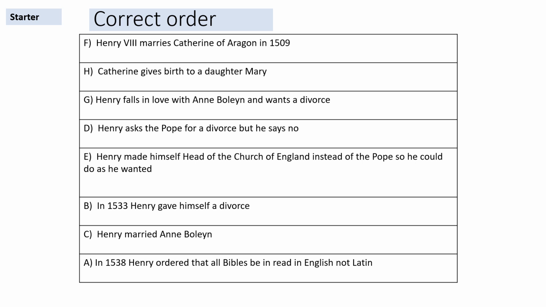He said no. Henry made himself head of the church. In 1533, Henry gave himself a divorce. Then Henry married Anne Boleyn, and in 1538, Henry ordered all Bibles to be read in English, not Latin.